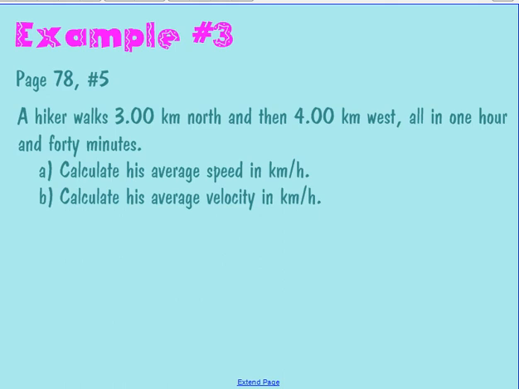Well, if you think back to our chapter on one-dimensional motion, you'll remember that average speed is distance over time. So part A doesn't require any vectors at all. The total distance my hiker travels is 7 kilometers. And then I have to put the denominator in hours because it wants the speed in kilometers per hour.